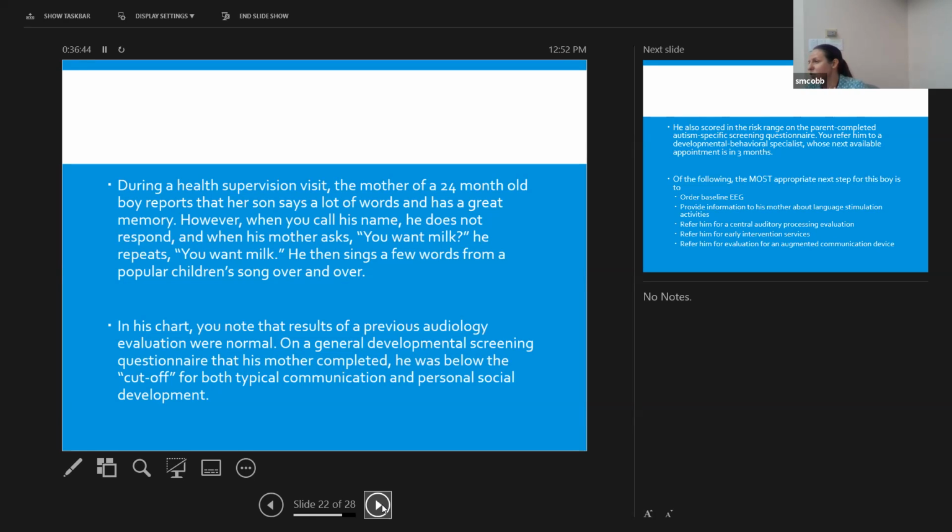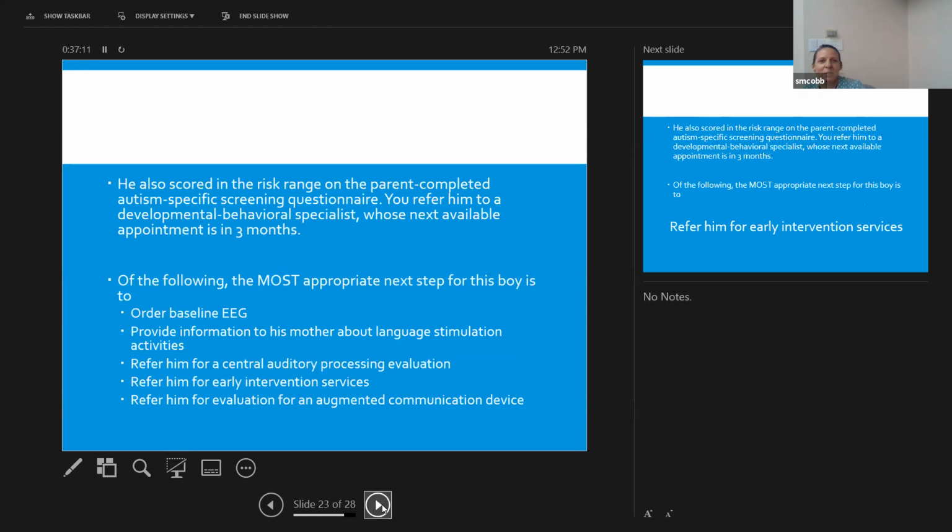Atypically, so perfect. So now you know, okay, this isn't just a Gen Peds 2-year-old question. This one is actually going to be a developmental Peds question. That's kind of your trigger right there. So then we go on to say in his chart, he passed audiology, general developmental screening questionnaire said he was below the cutoff for communication and personal social development. So speech and social skills were down. So this is building a very nice case for something, right? He also scored an at-risk range on the parent completed autism specific questionnaire.